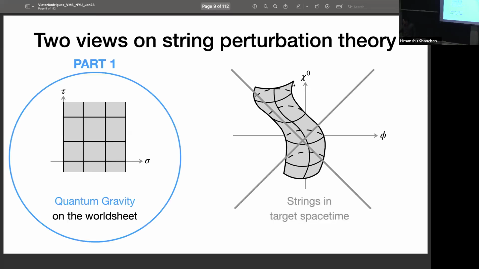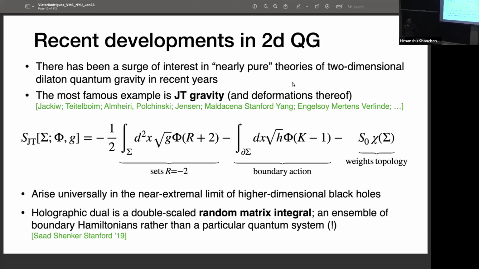Okay, however, in part one of this talk, we'll actually pretend we don't care about the space. We don't know what this is, but we'll use the ingredients of worldsheet CFT of the previous slides and interpret them as just a model of quantum gravity in 2 dimensions. Okay, that's sort of the philosophy of how we're thinking about it. So in this context of low-dimensional quantum gravity, there has recently been a surge of interest in these nearly pure theories of 2-dimensional quantum gravity. The most famous example, of course, is JT gravity.